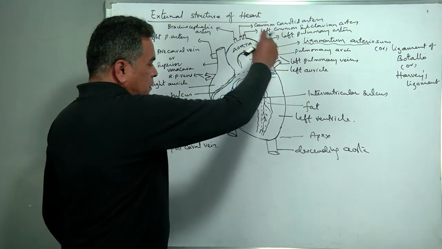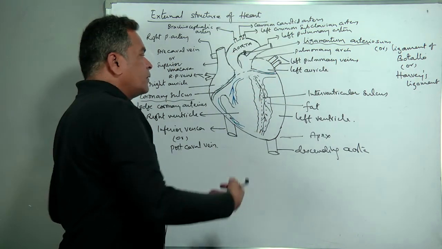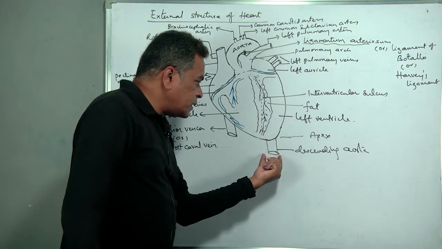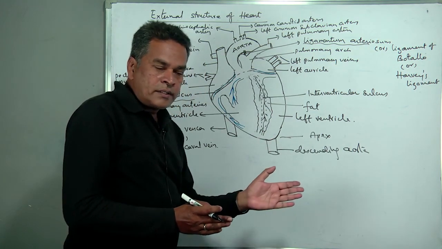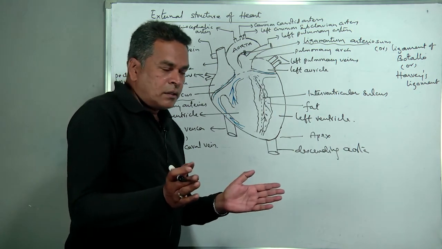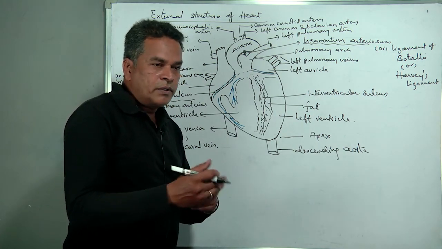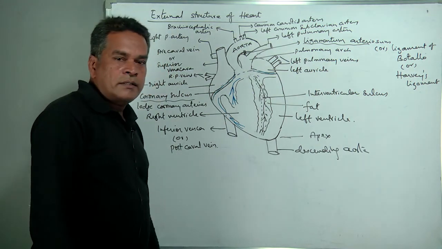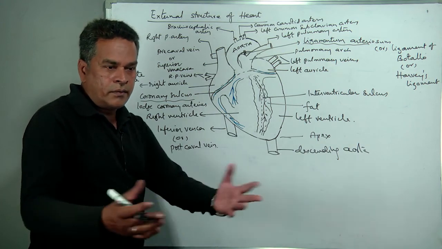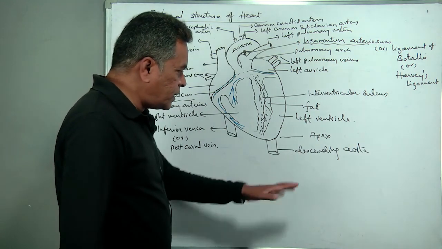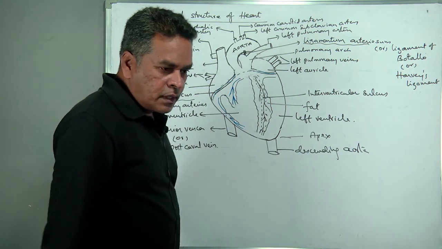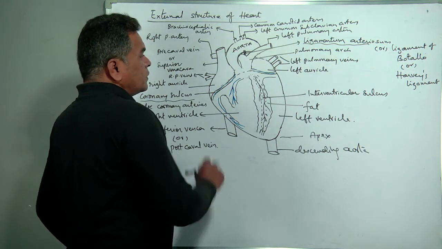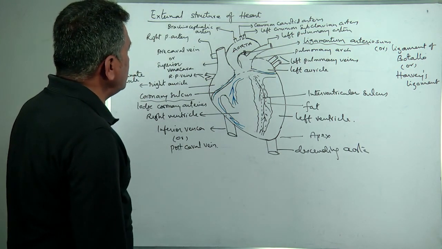So the aorta passes behind the heart, and here the descending aorta divides into the thoracic aorta and the abdominal aorta. From there it again divides into branches, the iliac arteries, and it divides and redivides. So this is all about the external structure of the heart.